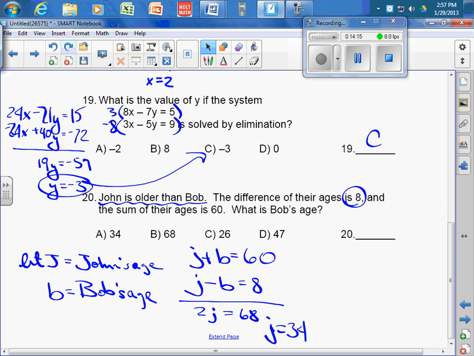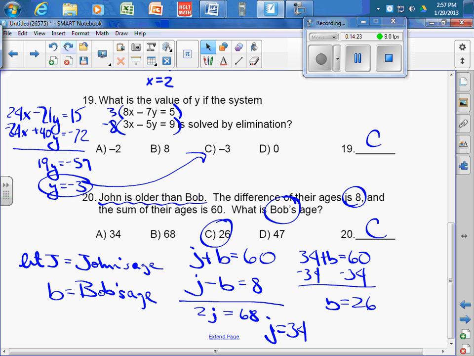But the answer is not A. Why? Because we're looking for Bob's age. And what is Bob's age? Bob is 26. That would be C. So making sure that John is older than Bob does work out. The answer is C here, so we've answered this one.